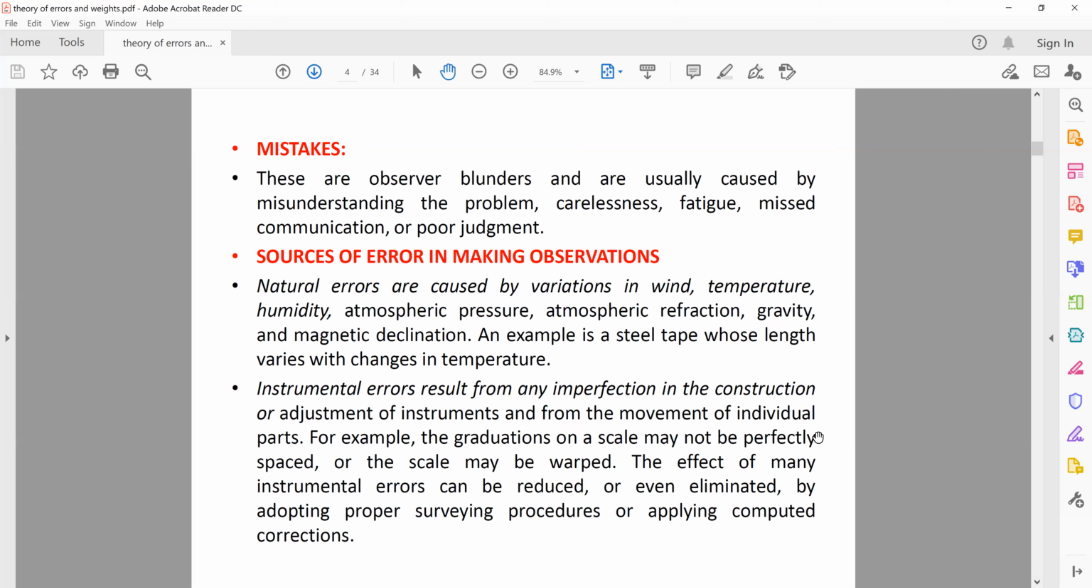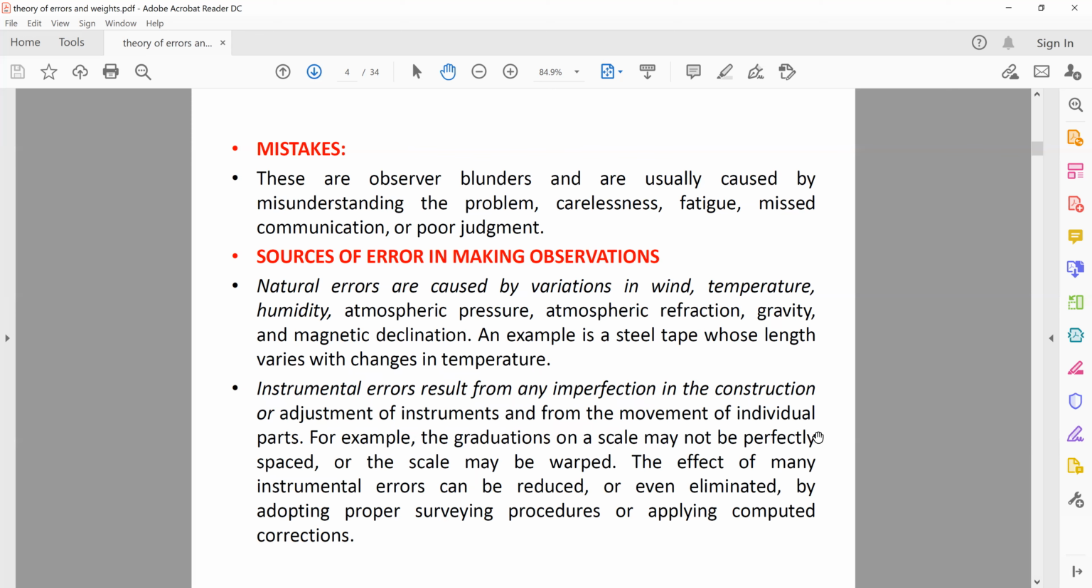And what are the sources of error and what are the types? So the number one source is natural errors, which are caused by atmospheric conditions such as wind, temperature, humidity. We studied this before as well in the case of EDMs, auto levels and theodolites as well. So you have a refraction value for the air, and it can cause your readings to be erroneous to some extent.